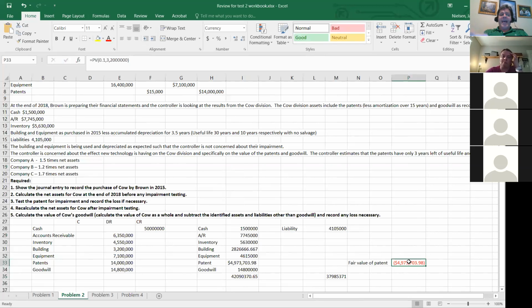Now this question didn't ask for a journal entry, okay? It asked you to figure out what the new asset value was. And so in that case, rather than making a journal entry, all you need to do is stick the amount you came up with for the fair value in for the patent. So that's a little different depending on what the question is asking for, what you're trying to accomplish.